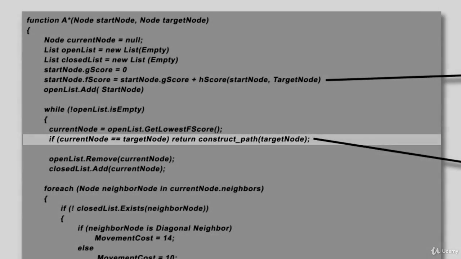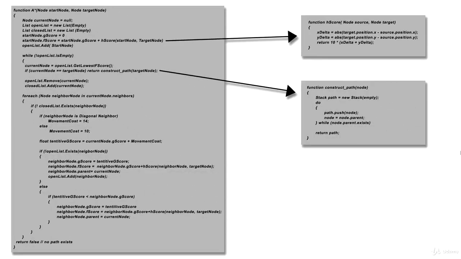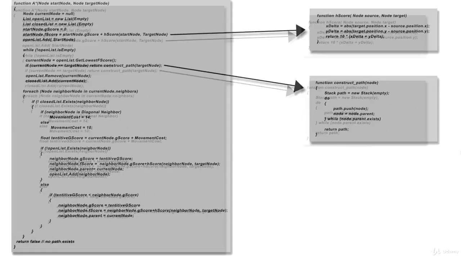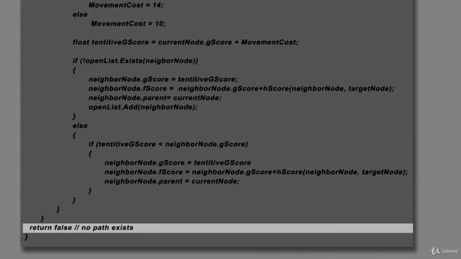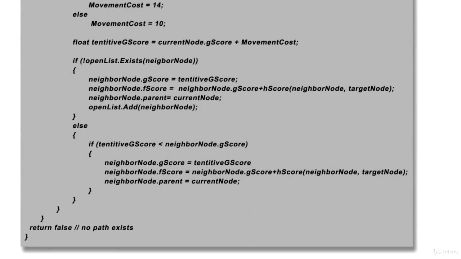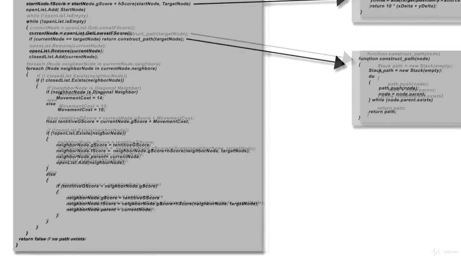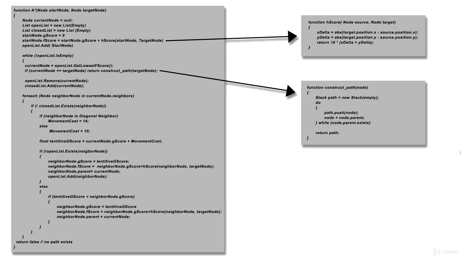So that's basically what A* looks like in code. You'll also notice at the bottom that I say return false and no path exists. This only gets executed if the open list runs out of nodes, because if the open list is empty, it means we have no way of reaching the target. The target is obviously disconnected in some way from the graph. In the case of a nav mesh, you could imagine that you've told the agent to navigate to a position that falls outside the bounds of the nav mesh.